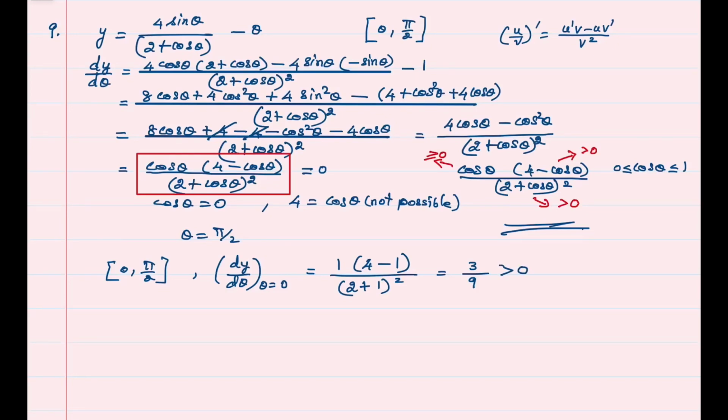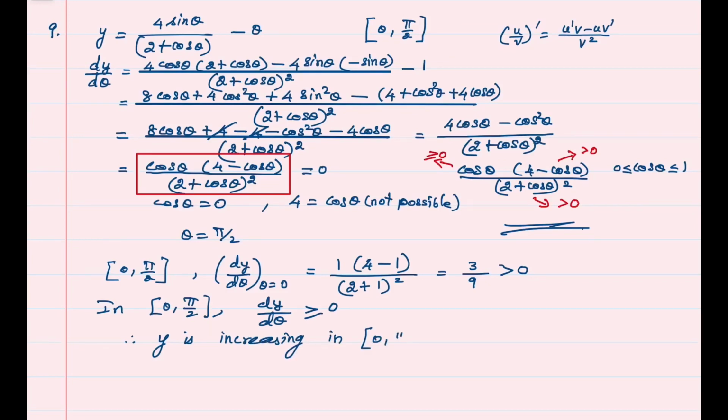Since the critical value pi by 2 is included in this interval, I can say that in the given domain, closed interval 0 to pi by 2, dy by d theta is greater than or equal to 0, because at pi by 2 it becomes 0. Therefore, y is an increasing function in closed interval 0 to pi by 2. Since the critical value pi by 2 is included in this interval, we cannot use the word strictly.